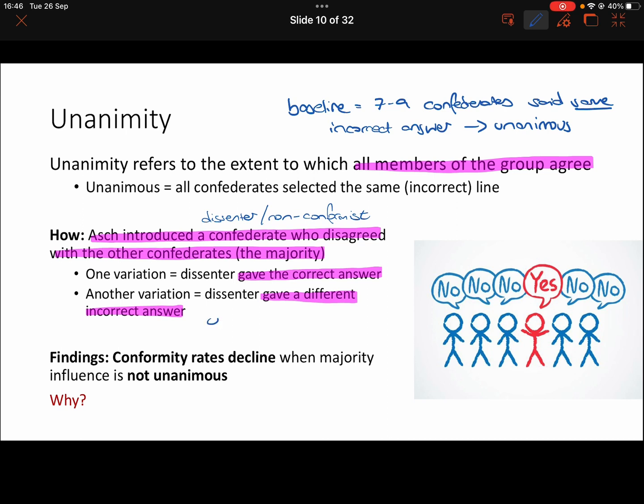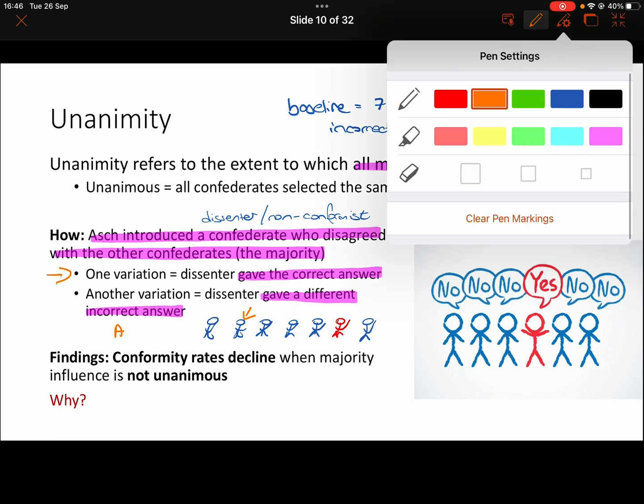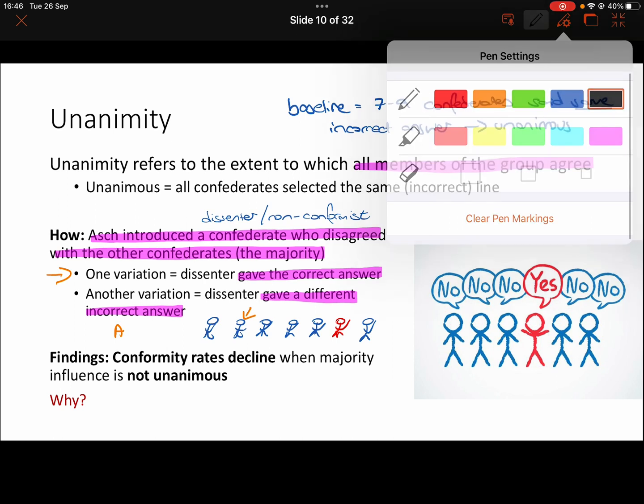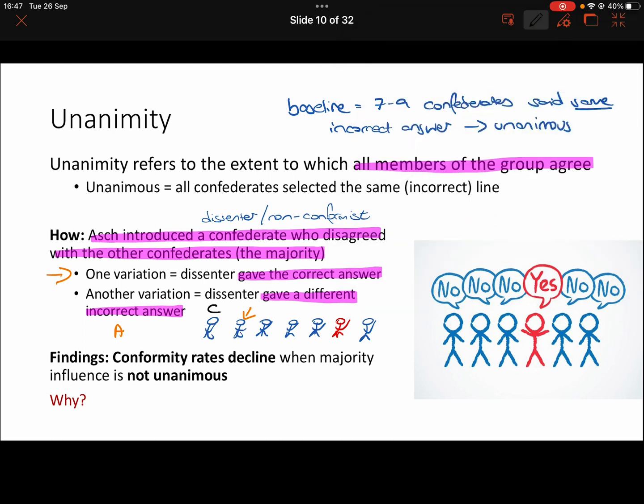So, for example, here is our real participant. Here is our dissenter. The correct answer is A. So in this first variation, we would have the Confederates say C, A, C, C, C, and then we would look to see whether our participant conformed.